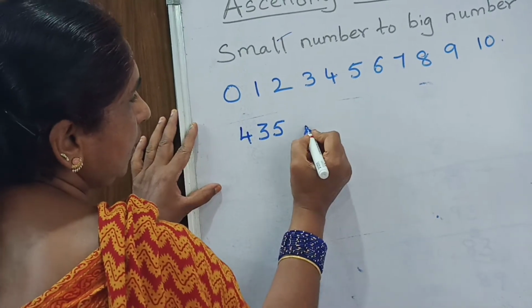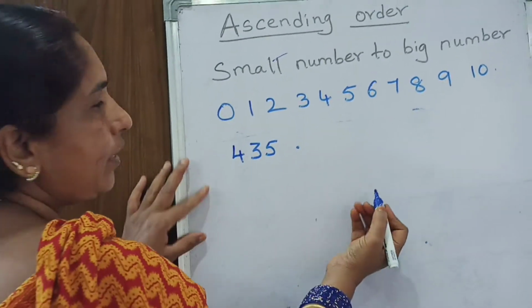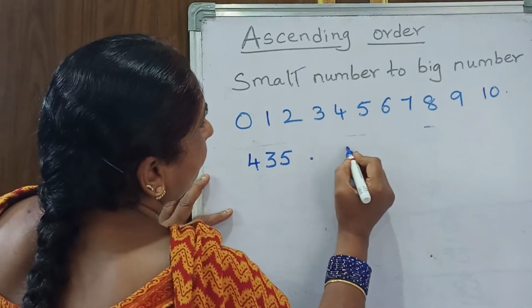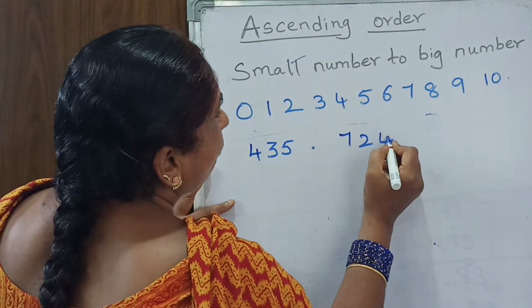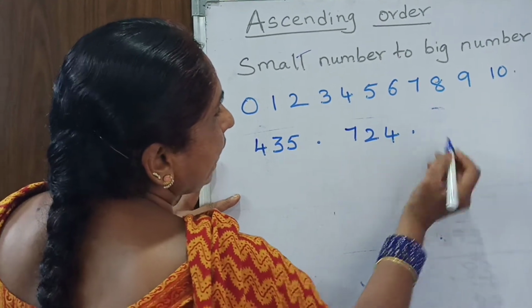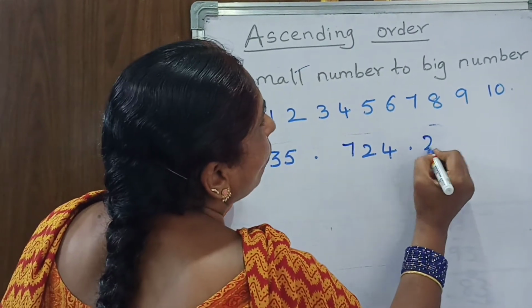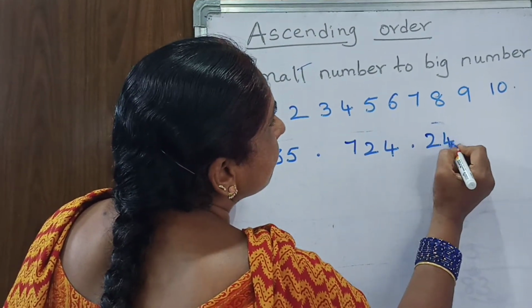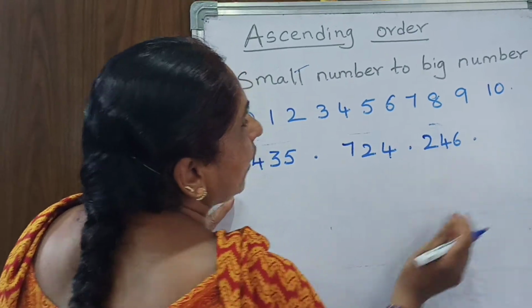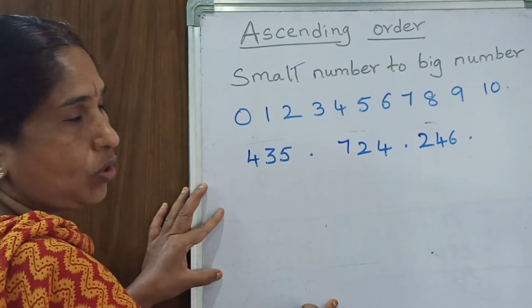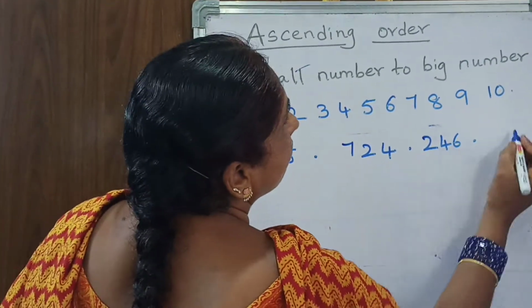435, one box. Again keep one dot and leave one box. See here. 724, one box. Again keep one dot and leave one box. Next, 246. Again keep one dot and leave one box.